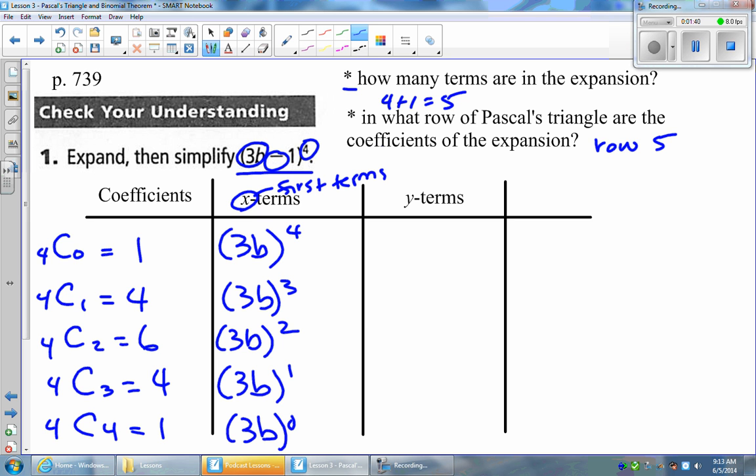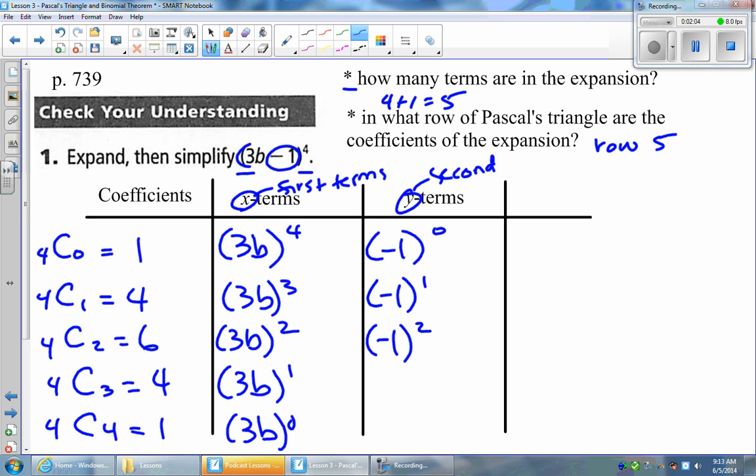Next thing is the y term. So that's also the second term of the binomial. Now the second term, this is where that negative plays a role here. The second term is actually going to be a negative 1. So negative 1, we're going to raise it to a power of 0, because remember, our y terms are ascending in degrees. So (-1)^0, (-1)^1, (-1)^2, (-1)^3, and finally (-1)^4.